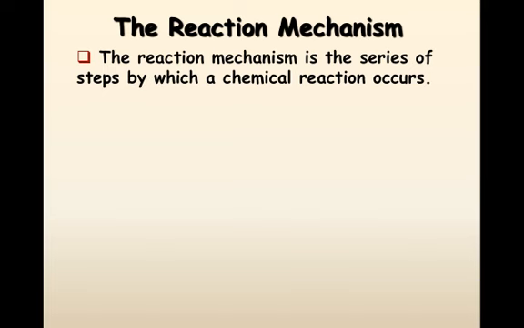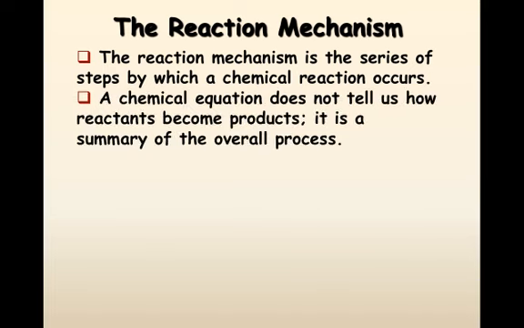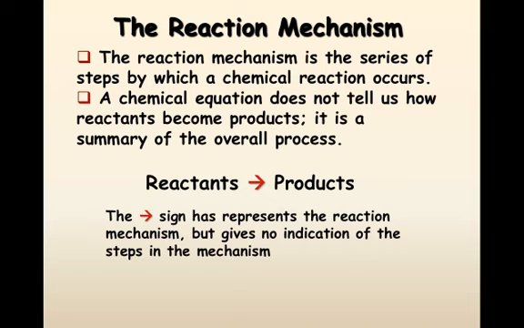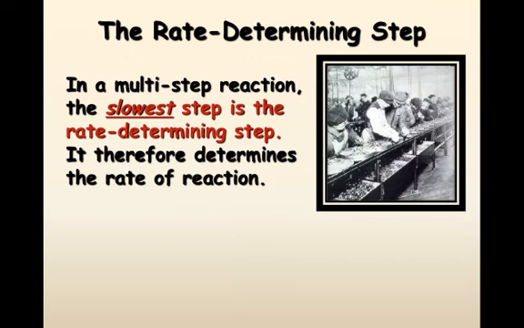Reaction mechanism, not part of your class right now, but just talking about how all reactions usually go through a series of steps, not just a single step. So the overall equation doesn't really tell us how they become from reactants to products, but it's basically just an overview, a summary of the whole process. We know this by the arrow, which represents reactants to products, but there's no indication of the mechanism. You just see a reaction, you don't know the actual in-depth involvement of everything going on.